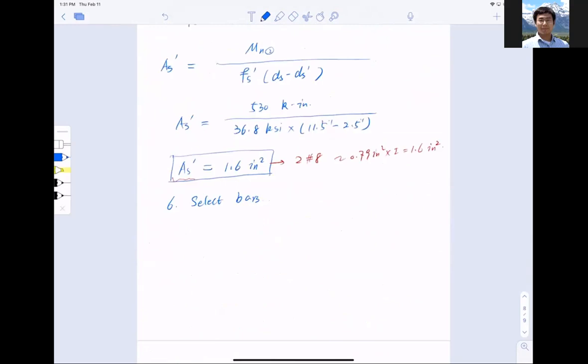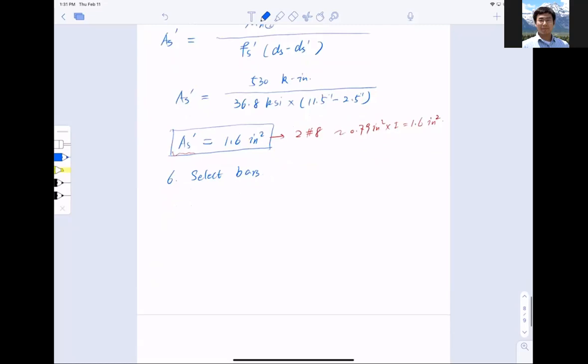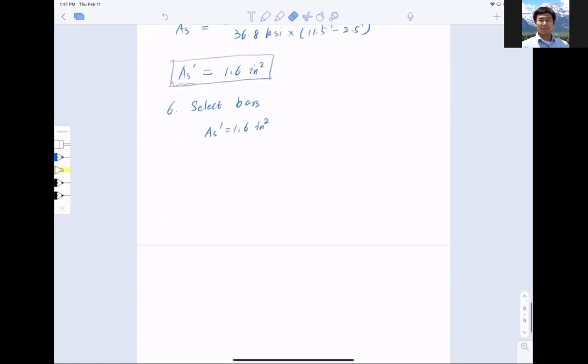All right, so things got a little bit tricky. Okay, why? Because you take a look at, I need As prime to be 1.6 inch squared. All right, although I just wrote down here 2 number 8 will do the trick, but you know what? Just for the sake of clarity, let me remove that because I haven't selected the bar yet. You can keep it, but just for my sake, I want to remove it for now, okay? So I'll say As prime equal to 1.6 inch squared. As, from previous assumption, tension controlled assumption, that equal to 2.9 inch squared.